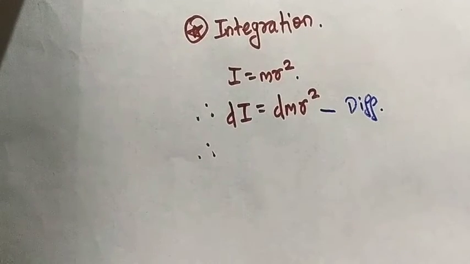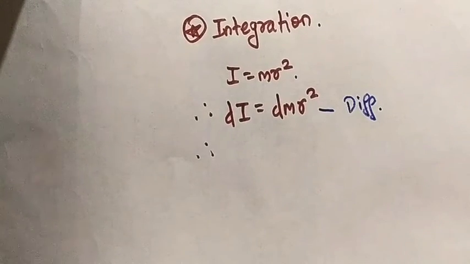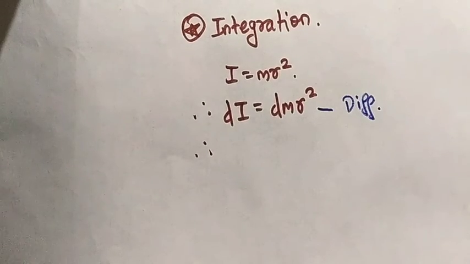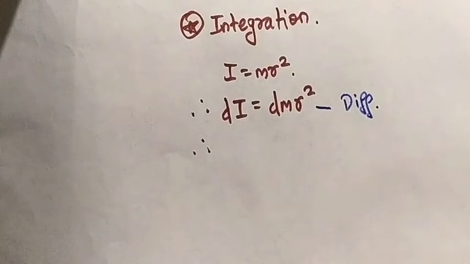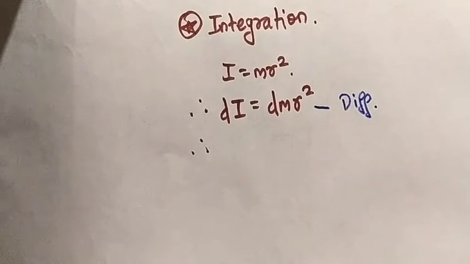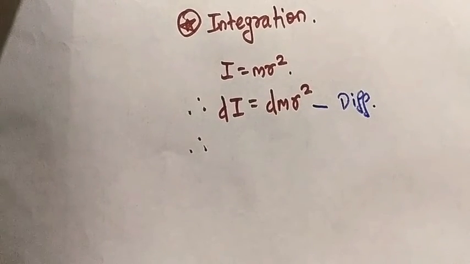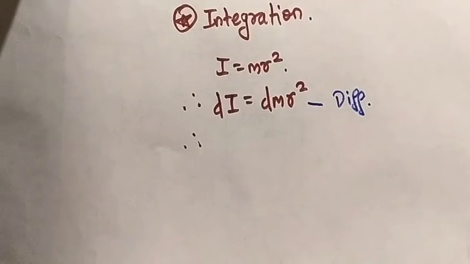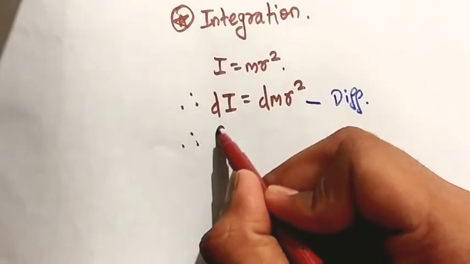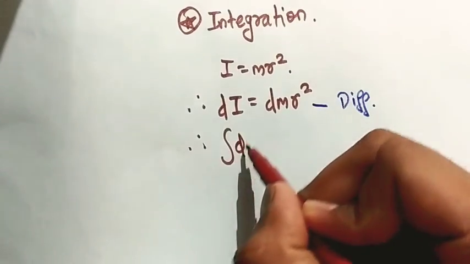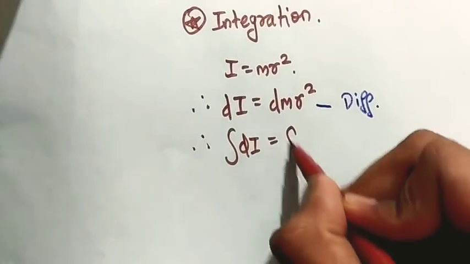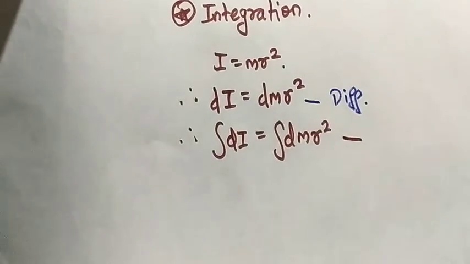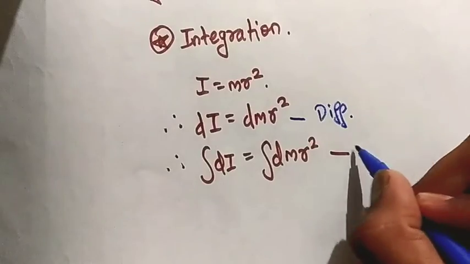Differentiation and integration are opposites. Differentiation means we consider a small part of a particle in a whole body, and integration means the summation of all the small particles that makes up the whole body. So integration means we sum up all the small quantities. So dI is equal to dm r square. Here I write integrate.